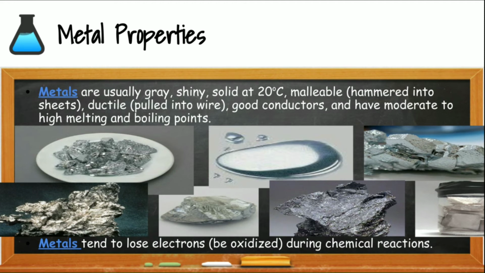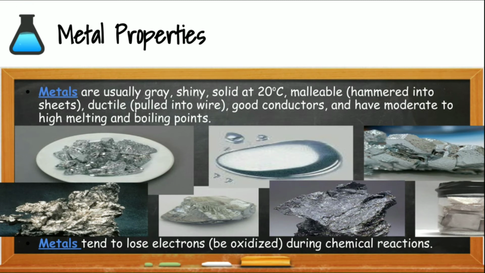Many of them are solids at room temperature. They're malleable, which means they're bendable and they won't break. You can even hammer them into a sheet. They're ductile, meaning you can pull them into wires. And they tend to be good conductors of both heat and electricity. Metals also have relatively high melting points and boiling points. So you don't really worry about metals melting, let's say, in your pocket.